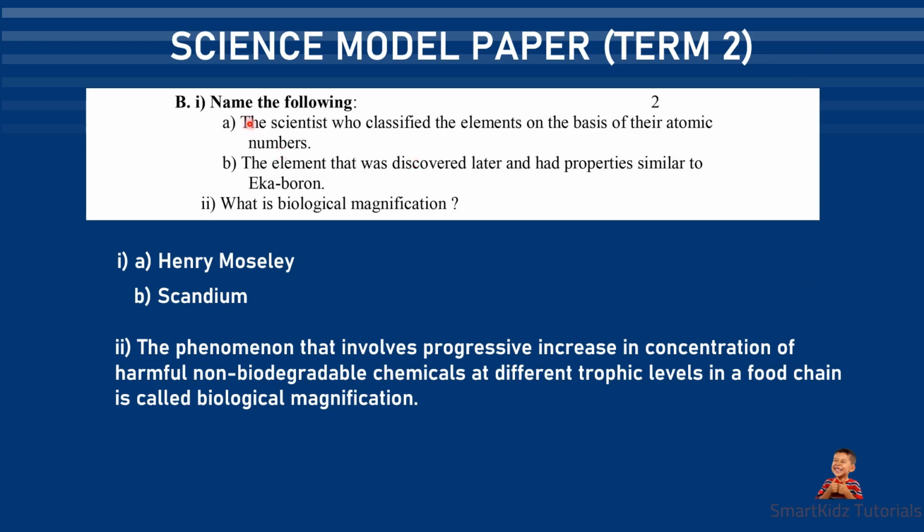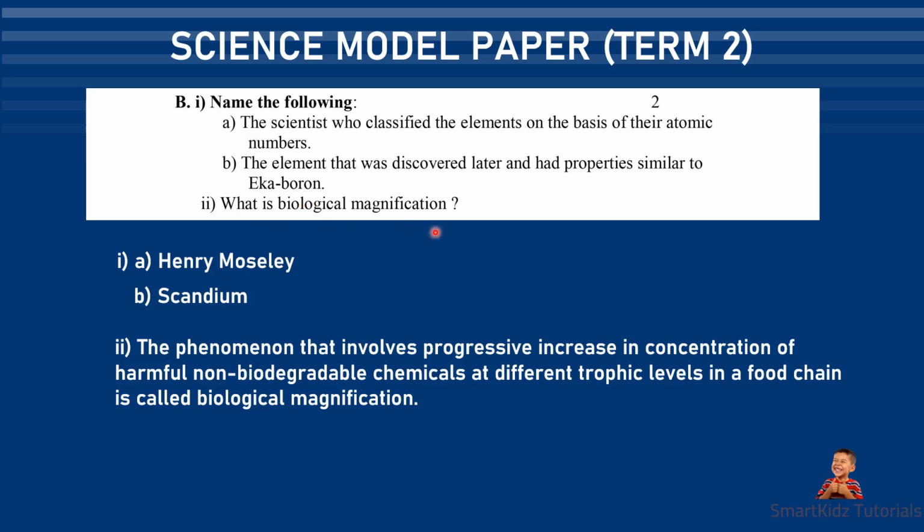Question 1B, there are 2 marks for this. Name the following. The scientist who classified the elements on the basis of the atomic numbers. That's Henry Moseley. The element that was discovered later and had properties similar to Eka-boron, that is scandium.